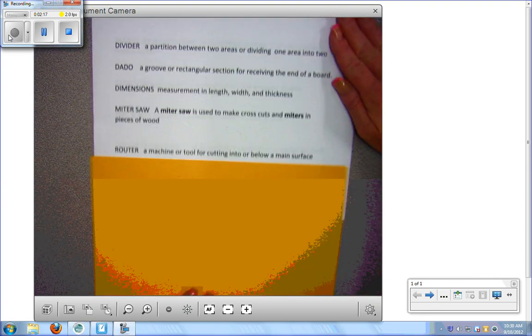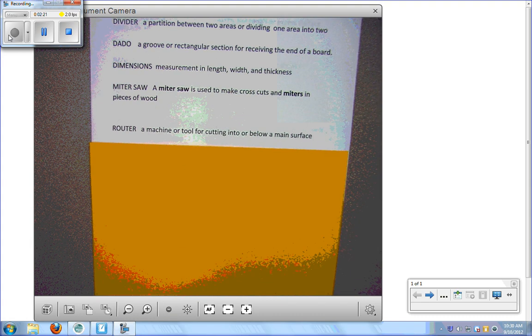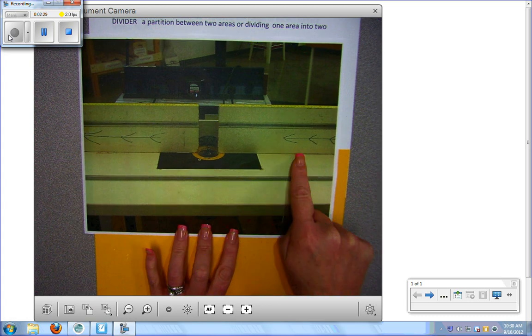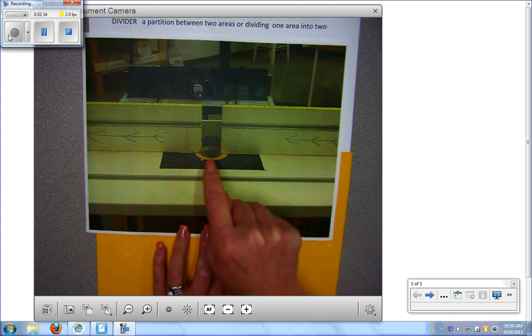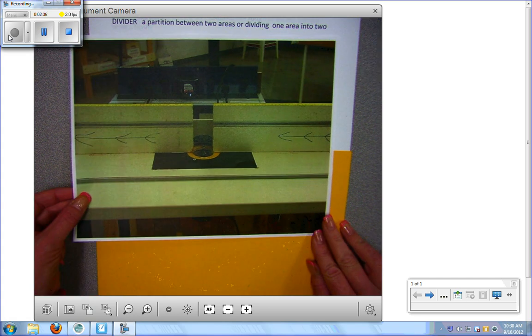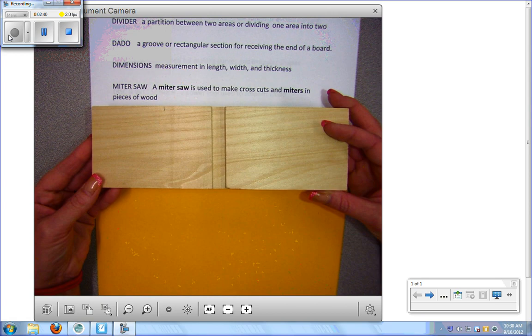That's what a table saw is for. Next, we have a router. A router is a machine or a tool for cutting into or below the main surface. I have another picture here. This is a picture of our router that we have out in the shop. What you do is you take the wood and you simply turn on the machine and you bring it across the blade here, and it puts a little groove or an edge onto the wood. That's how we get our dados into the wood.